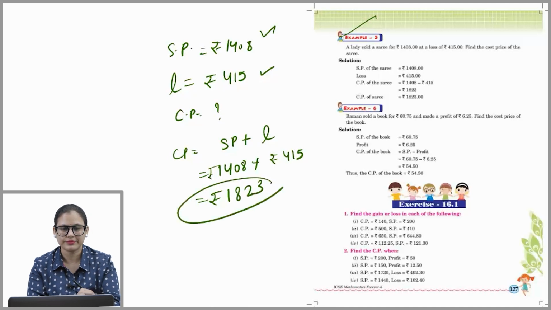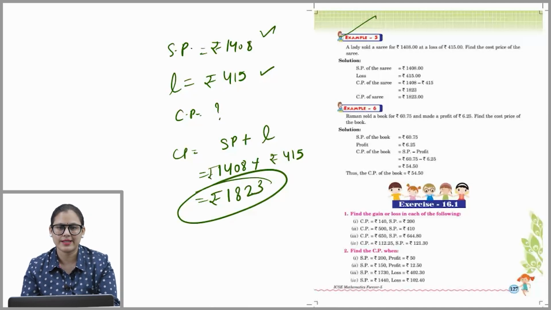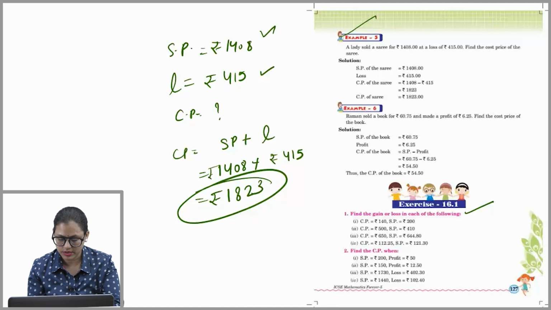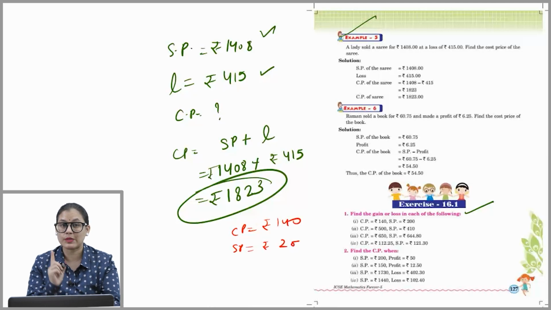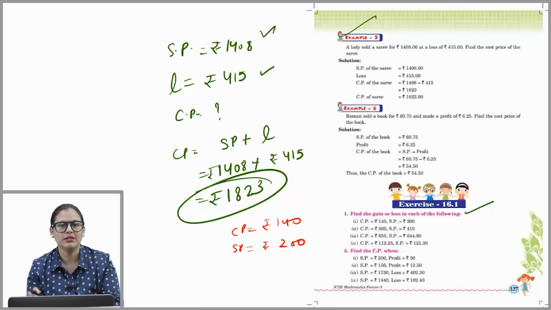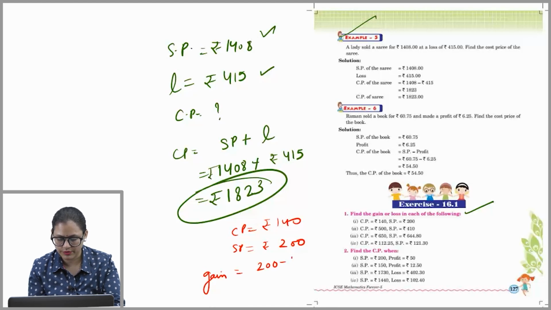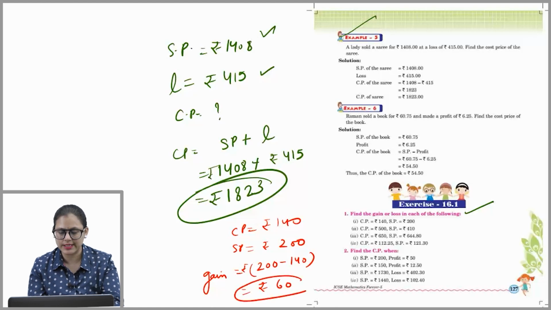1823. Now let's do exercise 16.1. CP is given, SP is given, we have to find the gain or loss. CP is rupees 140 and SP is rupees 200. So SP is greater than CP, that means here the person made a gain or profit. So gain is SP minus CP, that is 200 minus 140 rupees, and rupees 60 is the gain.